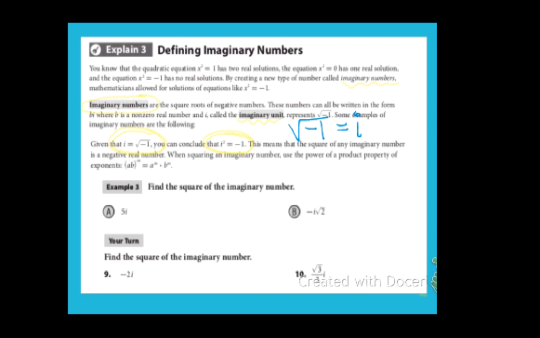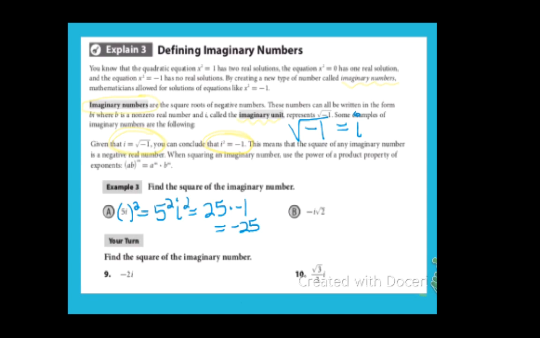So the directions say to square these imaginary numbers. In other words, if I wanted to square 5i, it means I want to square 5 and I want to square i. So if I square 5, I get 25. And if I square i, I just learned that this i squared is negative 1. So that would be negative 25.